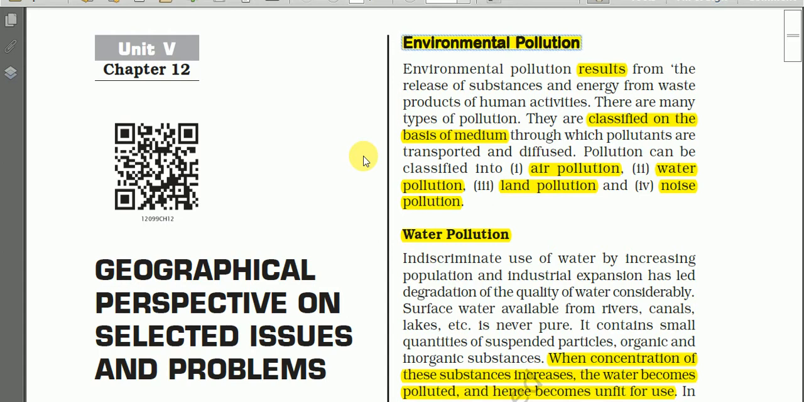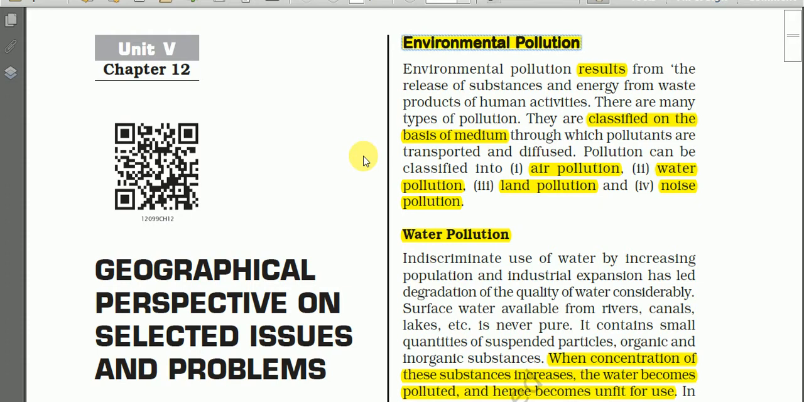So environmental pollution is the addition of any substance, maybe solid, liquid or gas, or any form of energy such as heat, sound or radioactive to the environment at a rate faster than it can be dispersed, diluted, decomposed, recycled or stored in some harmless form. So this is the definition given in the Encyclopedia Britannica.